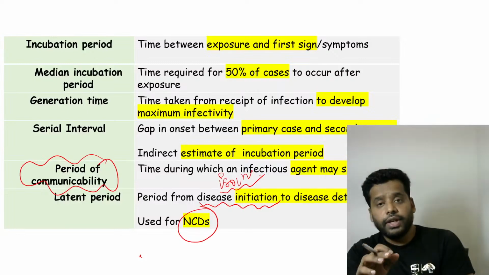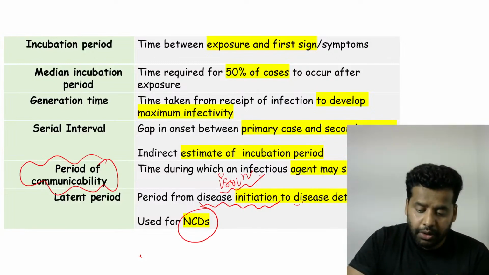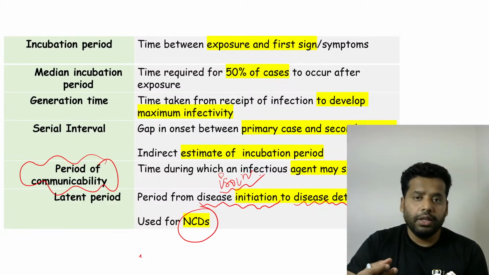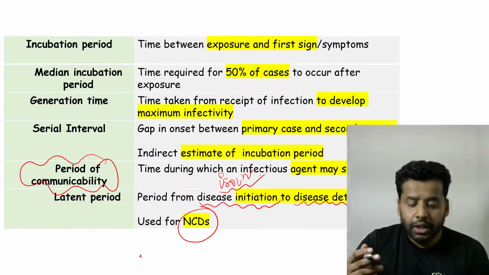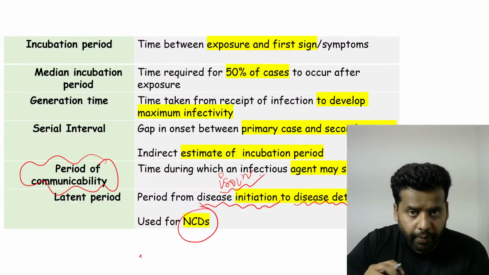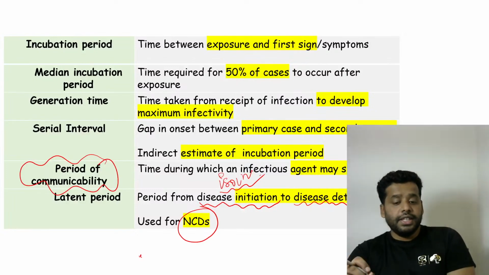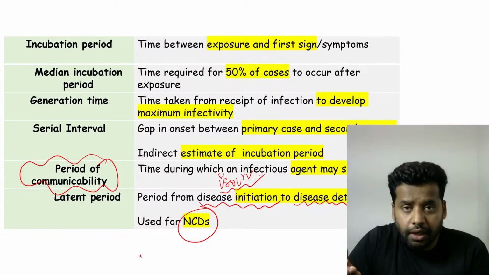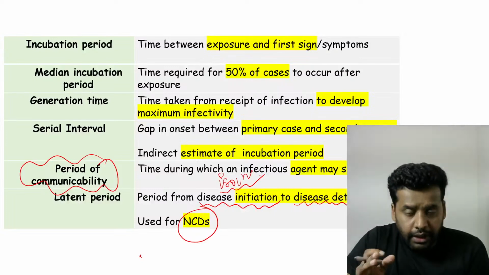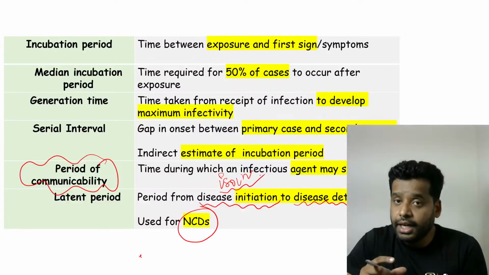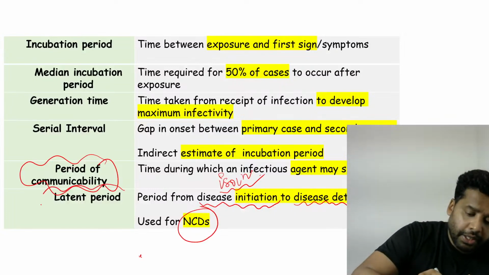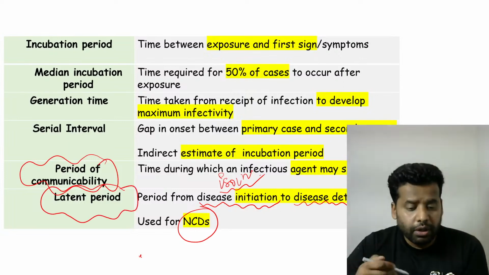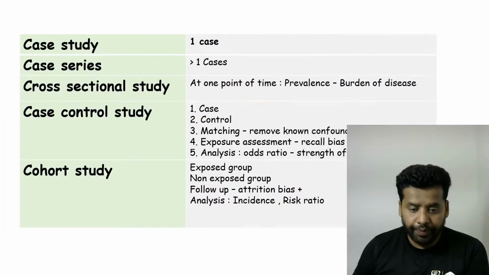But after 5-6 years, he is not able to swallow anything. Pain abdomen, complete emaciation. The gap between disease initiation, when the disease has started, and when the disease will be detected, that gap is called the latent period. The word latent period is used usually for non-communicable diseases.